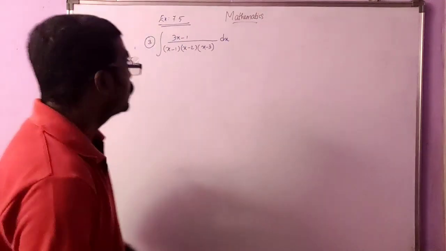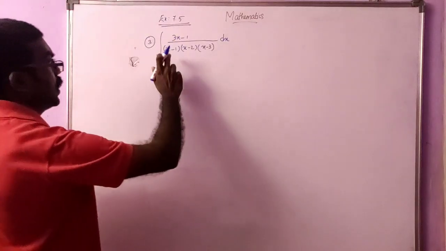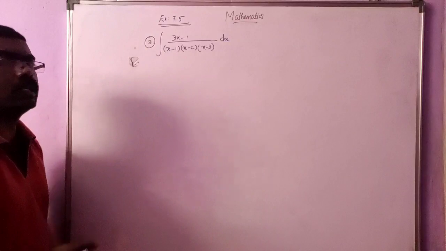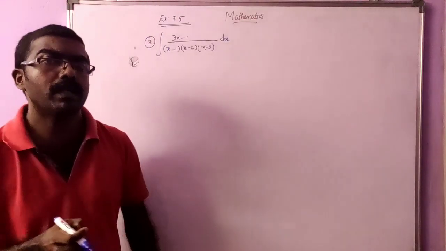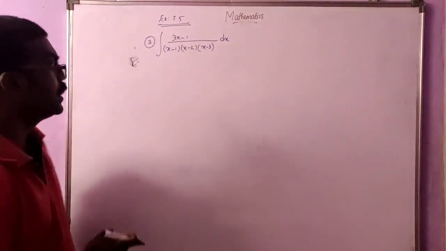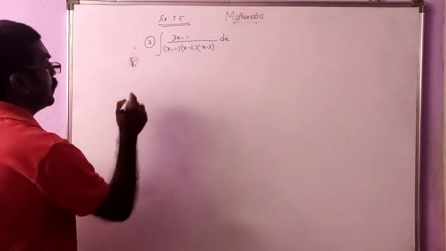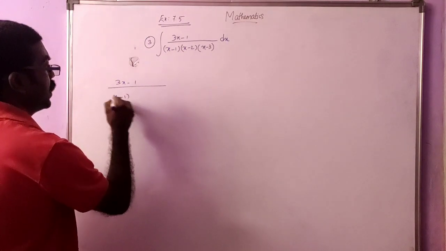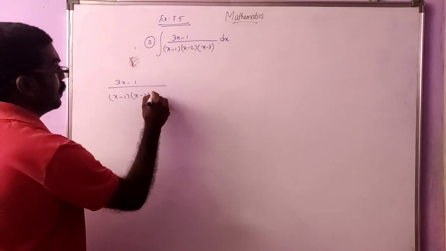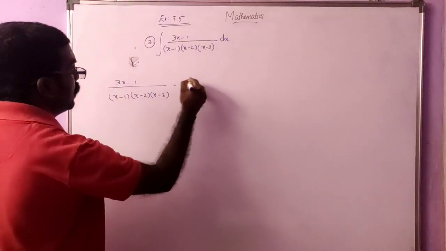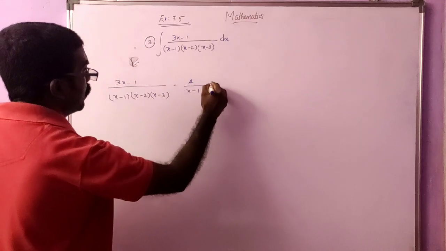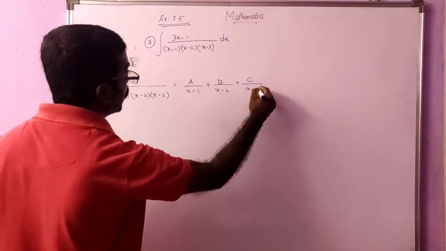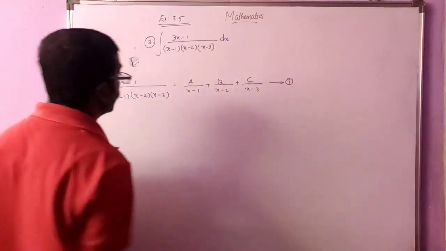Here the next question is integral 3x minus 1 by x minus 1 into x minus 2 into x minus 3. Here we have three linear factors, three non-repeating linear factors in the denominator. So it is of the third kind. So we can take the integrand 3x minus 1 by x minus 1 into x minus 2 into x minus 3 equal to a by x minus 1 plus b by x minus 2 plus c by x minus 3. Take it as equation 1.